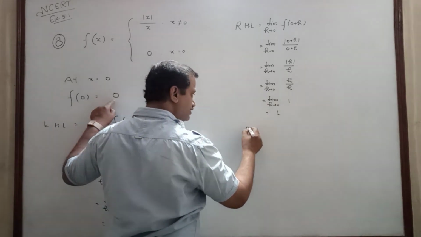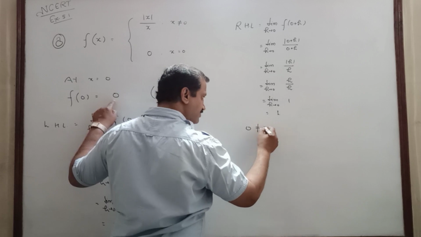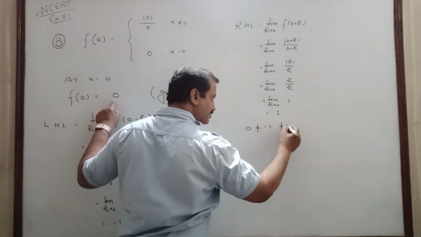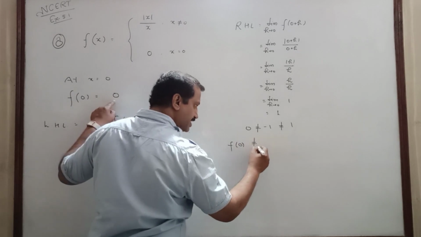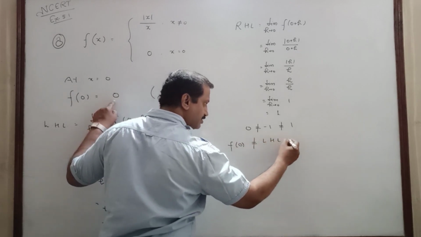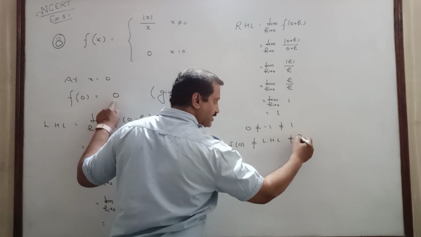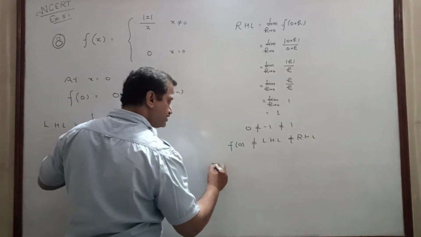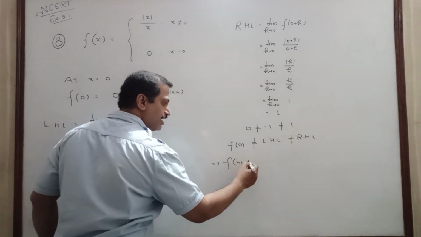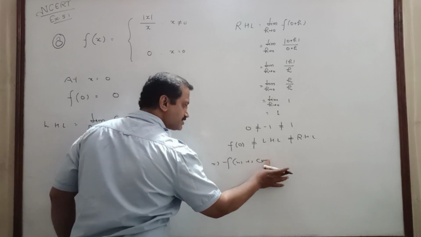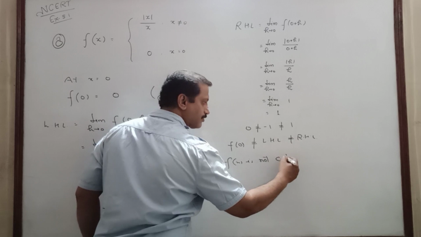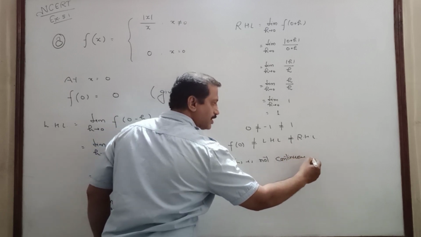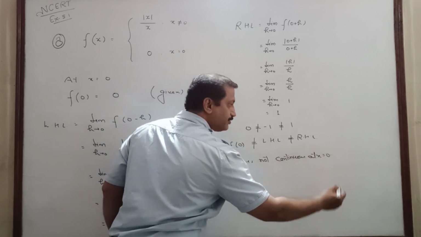We know that 0 is neither equal to minus 1 nor equal to 1. That means f(0) is neither equal to left hand limit nor equal to right hand limit, and this implies f(x) is not continuous at x = 0.